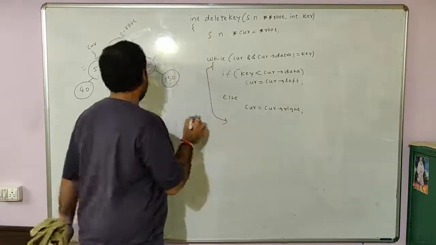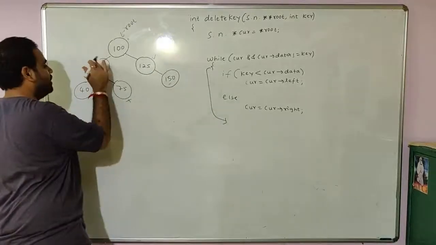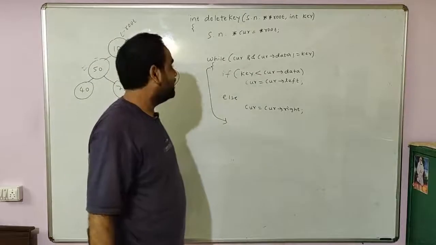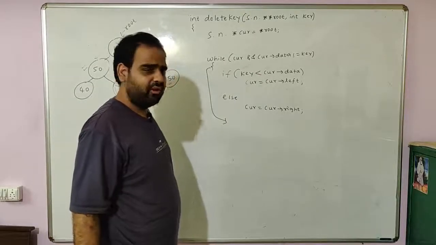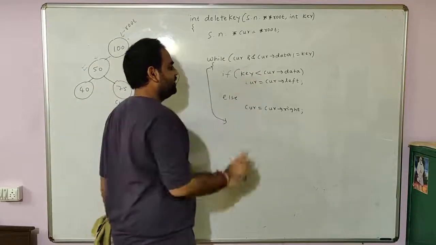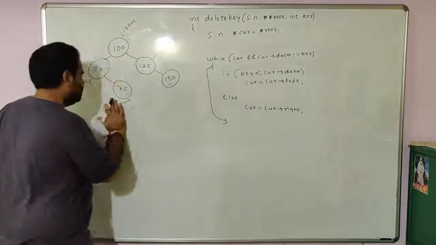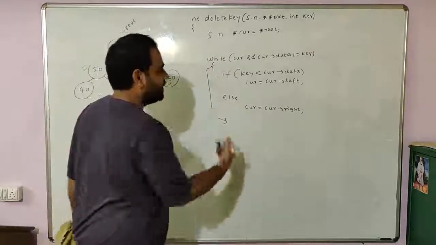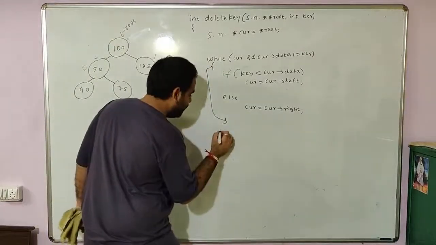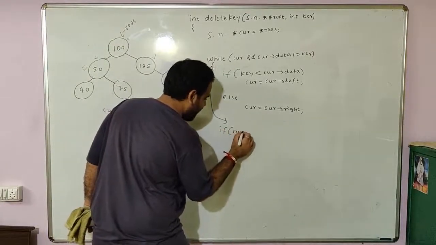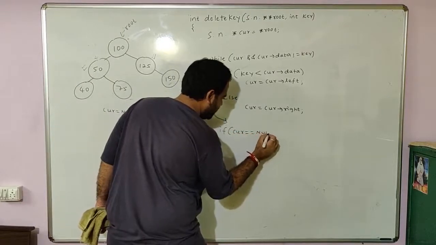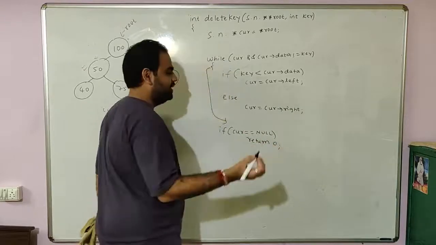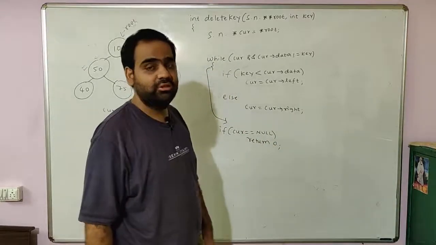Now when we say current = current->right, the value of current will come to 75. Go back again: current not null, yes. Current->data is 75, not equal to 60, yes. 60 less than 75, yes. You say current = current->left. Now the value of current is null. Go back, null not equal to null is false. You come out and we check here if the value of current is equal to null, the data to be deleted is not found, and we return 0.